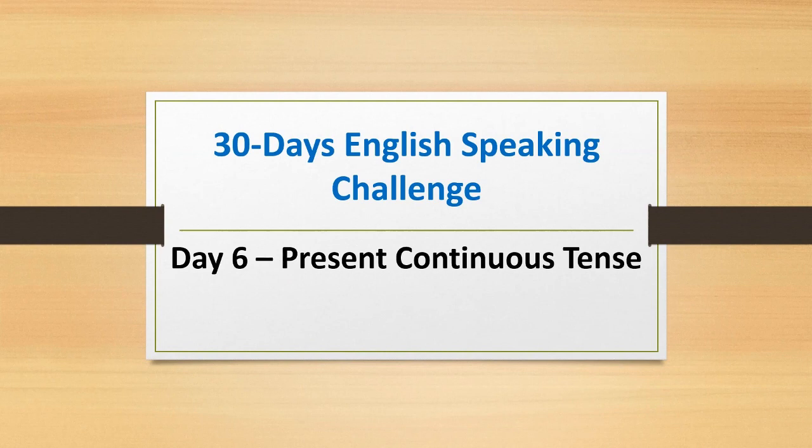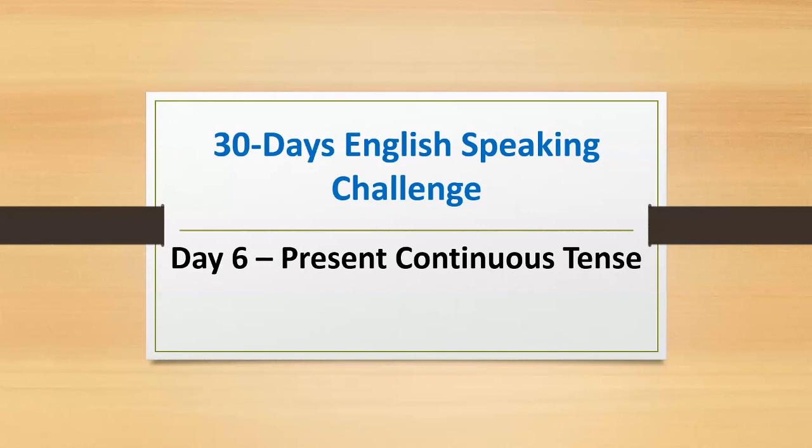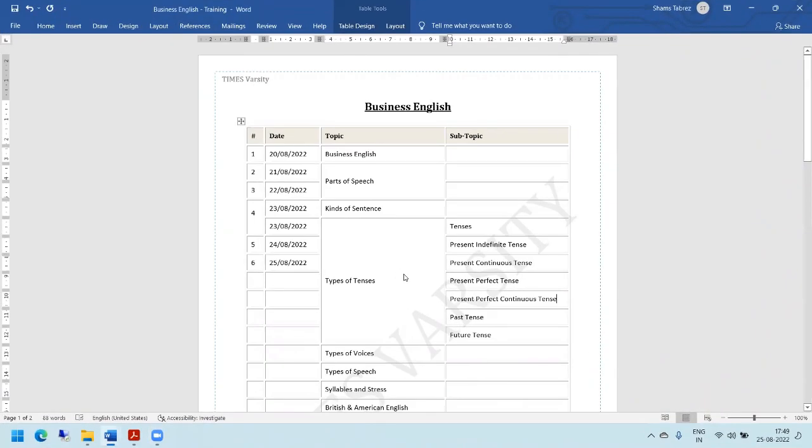In this video, you will learn about present continuous tense, also known as present progressive tense, and sentences like present continuous affirmative, negative, simple question, and WH question. In this session, we will discuss present continuous tense. Yesterday, we completed present indefinite tense.